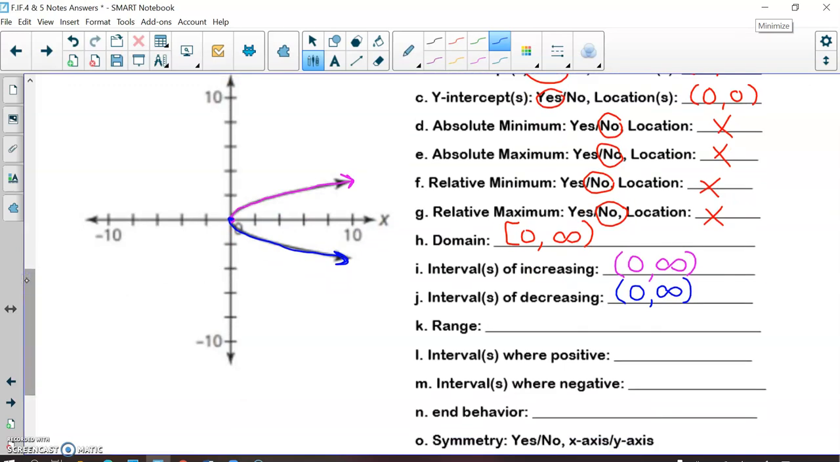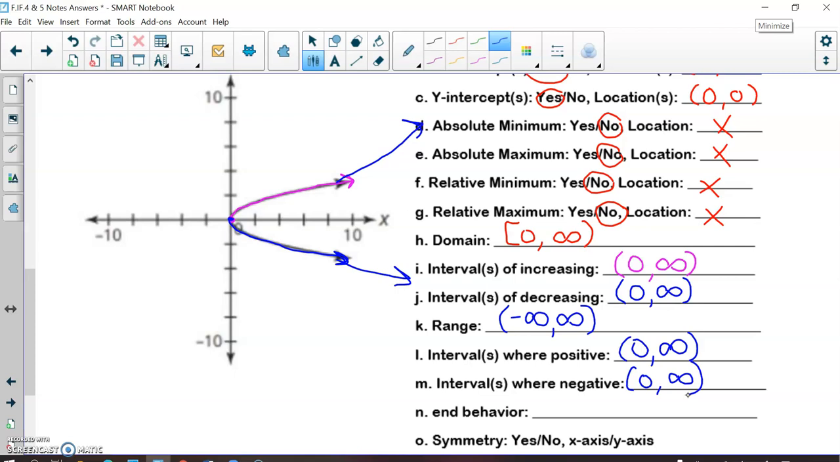Your range, well, this is going to go down and down forever and ever. It's going to continue to get wider and up forever and ever. So this goes from negative infinity to infinity. Intervals where your graph is positive. Well, on the pink portion, my y values are positive, and that is when you have an x value between 0 and infinity. And on the blue portion of my graph, that is when the y values are negative, and that's also between an x value of 0 and infinity.